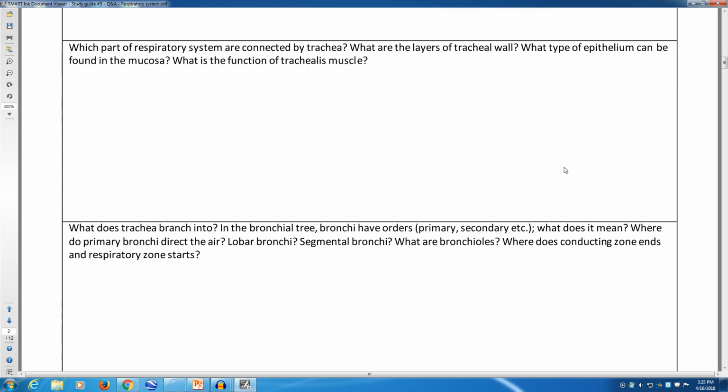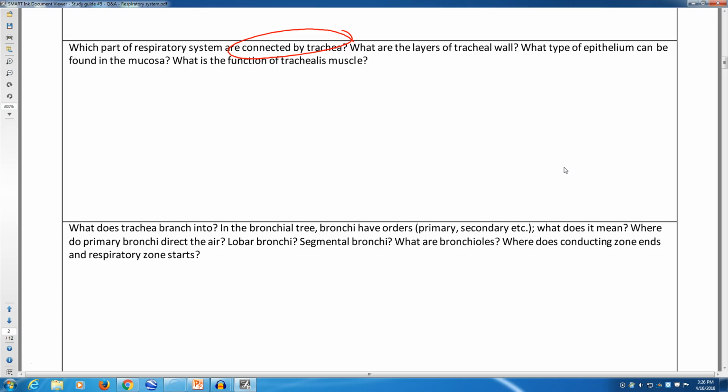Which parts of the respiratory system are connected by the trachea? What I want you to know is the order. You have to be comfortable telling me nasal cavity, nasopharynx, oropharynx, laryngopharynx, larynx, trachea, bronchi, and so on, terminal bronchioles, respiratory bronchioles, alveolar duct. Am I clear? Just step by step the passage of air. Okay.